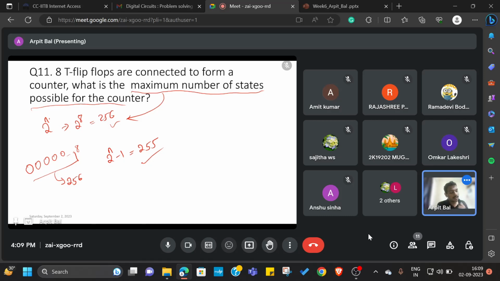Then there was another point which someone mentioned, that why it is not 2 to the power n minus 1. Well, 2 to the power n minus 1 is the terminal state, that is the maximum value of the state, not the maximum number of states. So you need to distinguish between these two conditions and then answer accordingly.